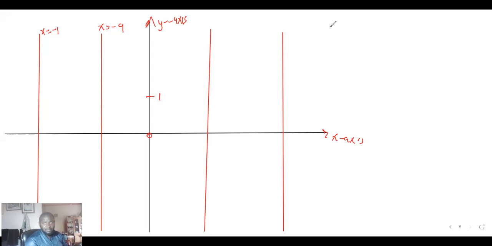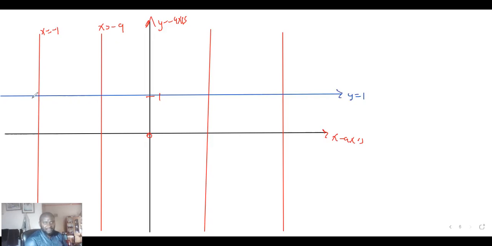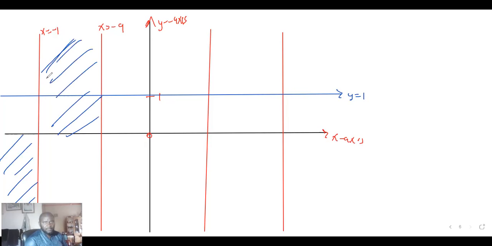I can draw it using blue. If I draw it using a blue line, I'll be having something like this. Then you label it that this is Y is equal to 1. Now start shading. This one has alternated very well. The curve is positive, you shade it down. Then here you shade up.